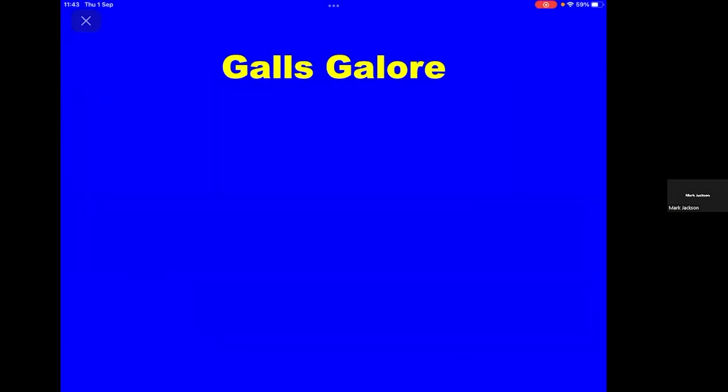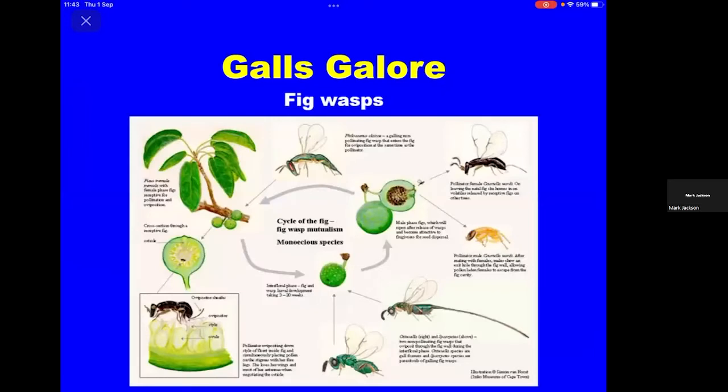Just going to go abroad for a moment. I don't expect you to be able to read all the bits and pieces on this, but I know that the talk is available to you afterwards. Fig wasps are unique amongst gall causers in that they have a symbiotic relationship with the hosts that they cause their galls on.